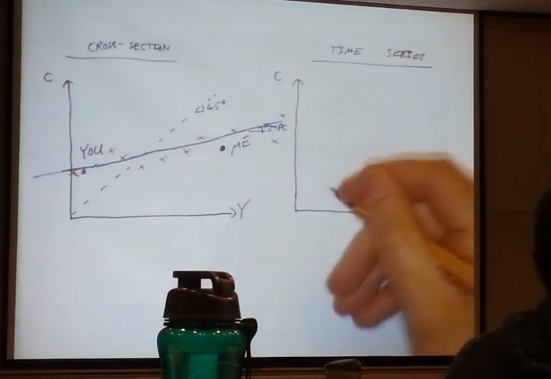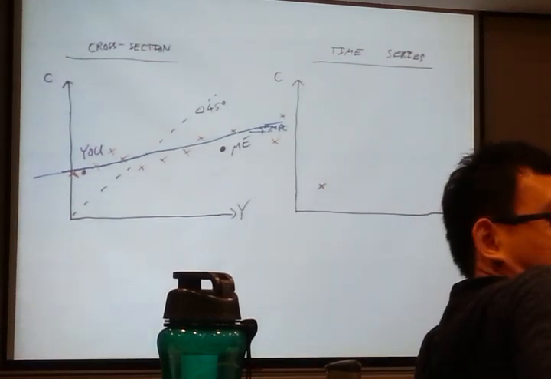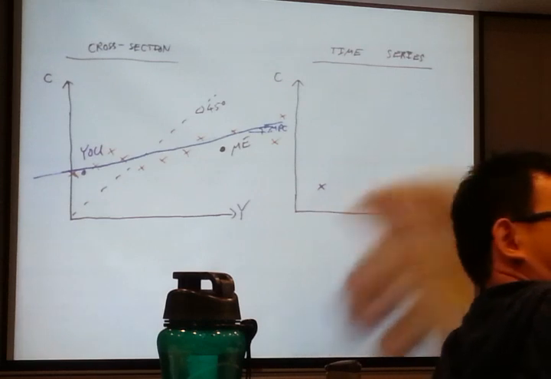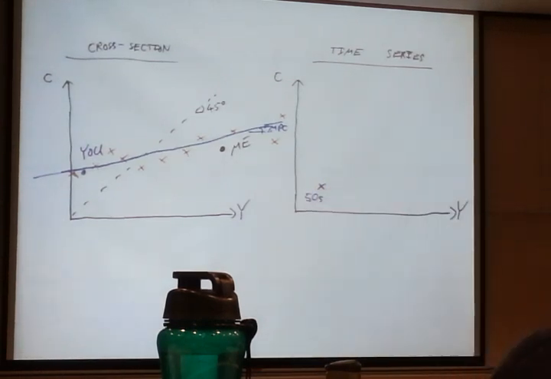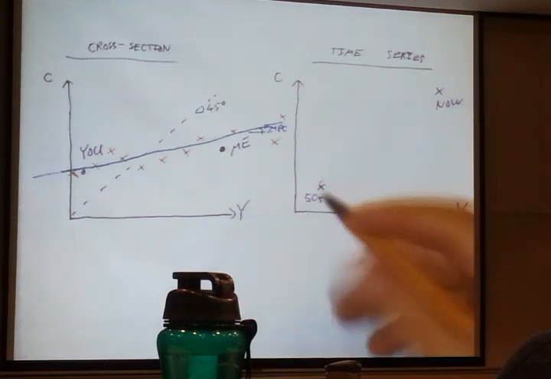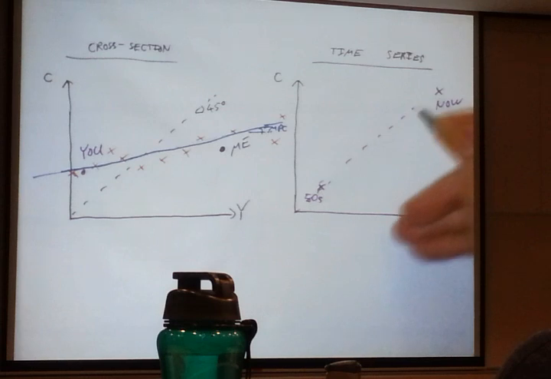So you might get data points back here, say the 1950s, and where we are now might be up here. So back then, income was low and consumption was low. Now, income is high and consumption is high. Now, this won't fall exactly on a 45-degree line, but they'll probably be pretty close to it.